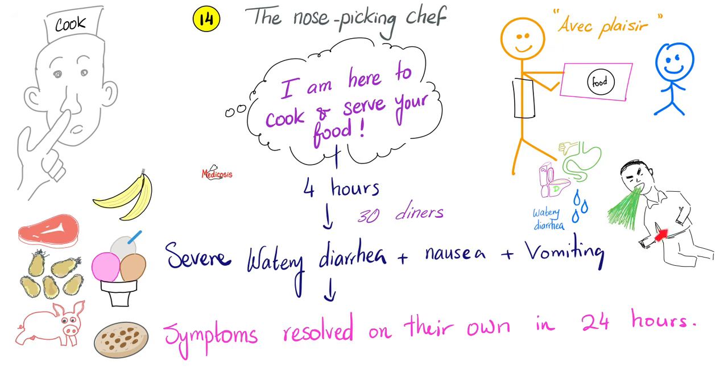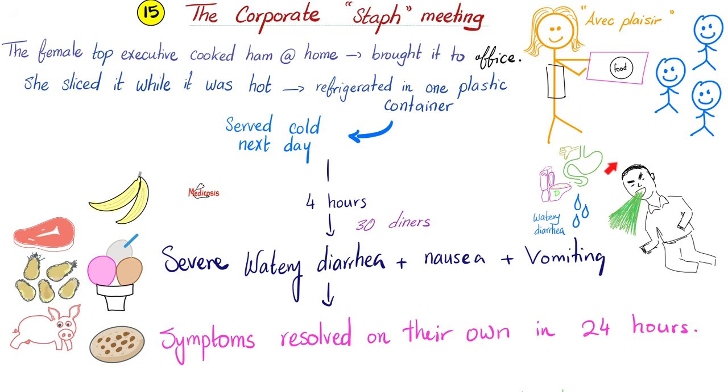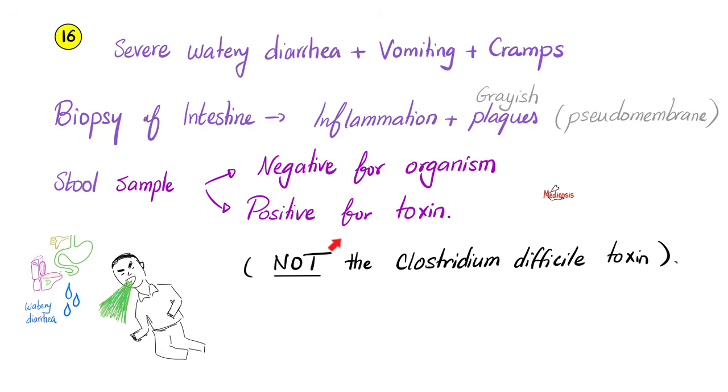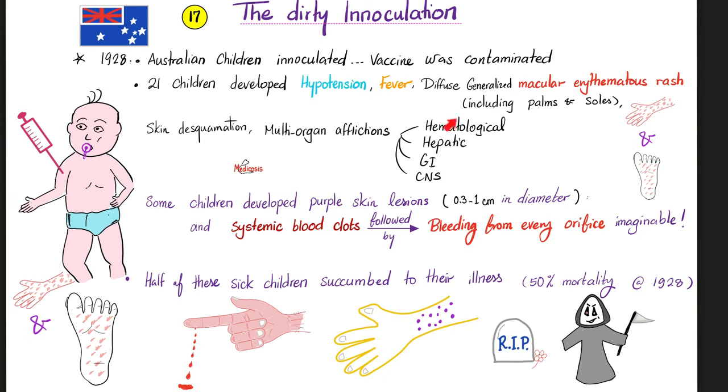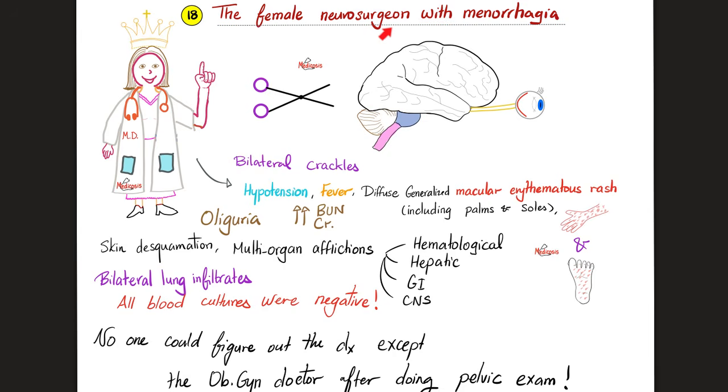14. Staph gastroenteritis, enterotoxin A. Also enterotoxin A, causing staph food poisoning. This is staph enterocolitis. It was C. diff negative but positive for the toxin of staph. Which toxin? Enterotoxin B. The dirty inoculation, toxic shock syndrome with purpura fulminans. The female neurosurgeon, also toxic shock syndrome.